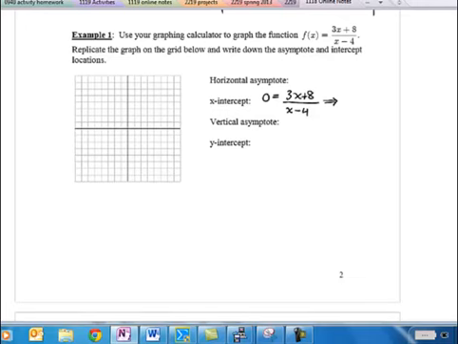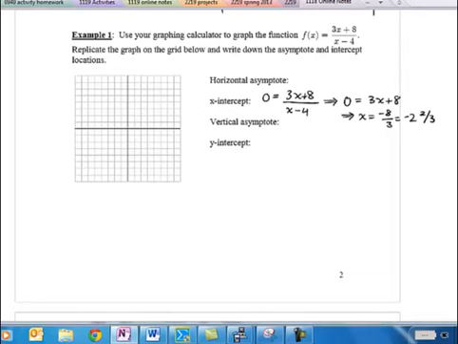If we multiply on both sides by x minus 4, then we have just 0 equals 3x plus 8, which means x will be negative 8 divided by 3, which is what, negative 2 2/3. So we should see an x-intercept between negative 2 and negative 3.